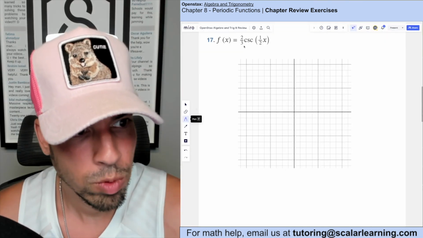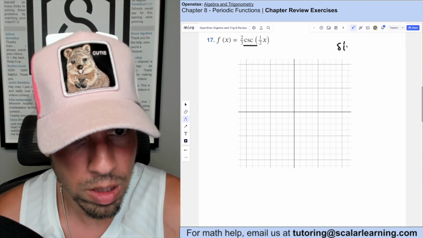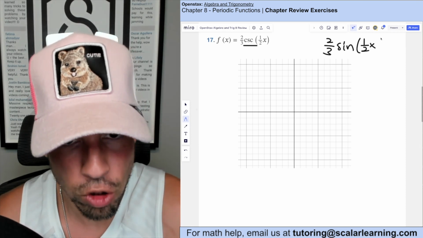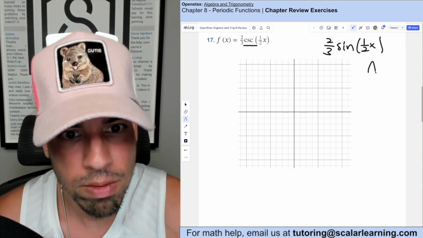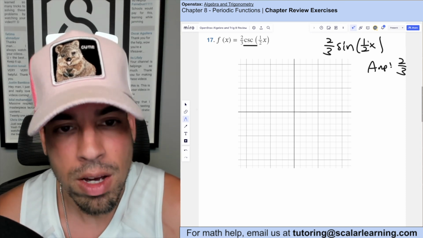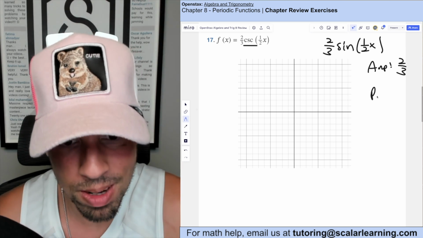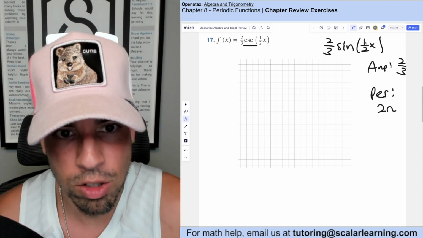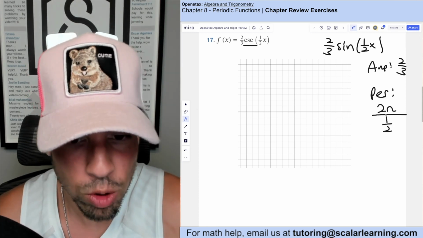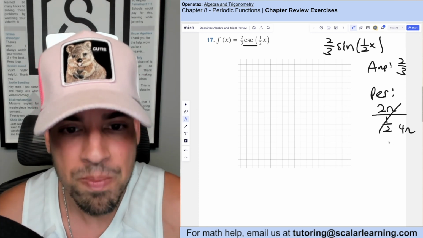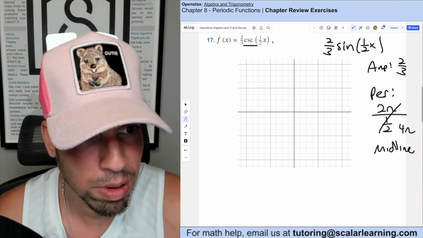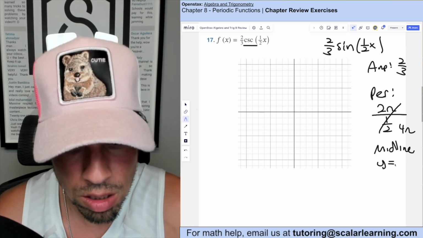Done. So for this one, we're trying to graph cosecant, and cosecant is related to sine. So what I'm going to do is actually start by graphing the sine function with the same constants. So we know we have an amplitude of 2/3, and then we also have a period modification. So typically the period is 2 pi, but here it's divided by that coefficient. And anything divided by 1/2 is like multiplying by 2. So we have a period of 4 pi. And then we have a midline that hasn't been modified because there's no plus or minus value. So it's at y equals 0.